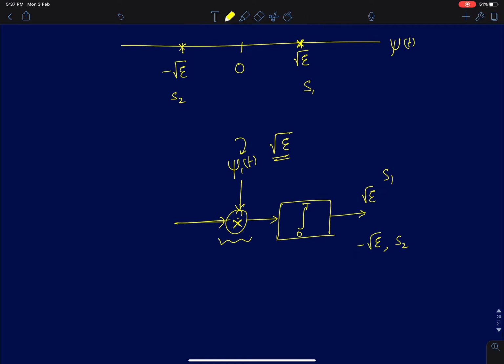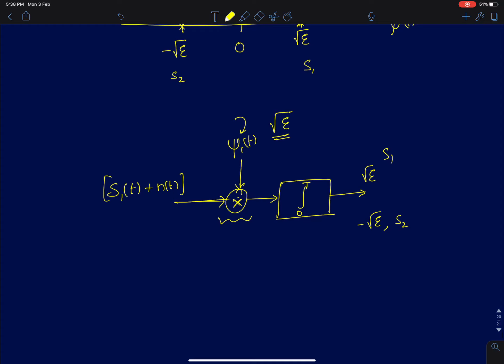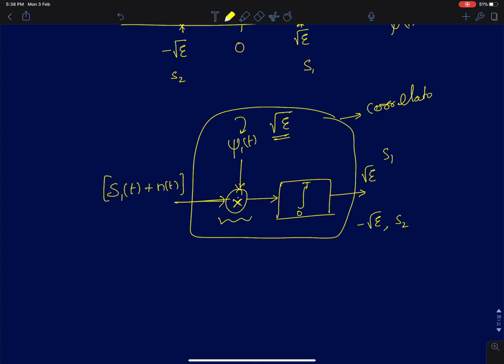But you should keep in mind that what I am going to receive here is not just S1 of t, but there is also noise present with the signal. This part of the receiver is called a correlation receiver, also called a correlator. I'm going to correlate the input signal with a basis function. What I'll receive then will be either plus root E or minus root E.